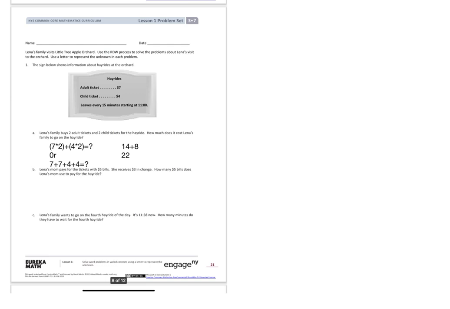Part B says Lana's mom pays for the ticket with $5 bills. She receives $3 in change. How many $5 bills does Lana's mom use to pay for the hayride? So if we divide 22 divided by 5, which is the proper way to write it, we would have 4.4 if we put it into our calculator. So in order for Lana's mom to get $3 back in change, she would have had to pay with $5 bills.